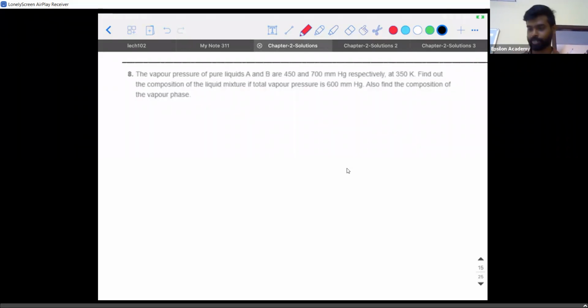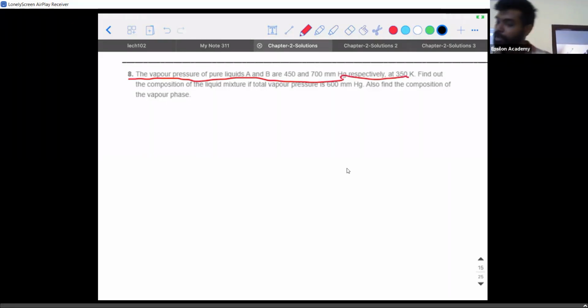So please look at the question. The vapor pressure of pure liquids A and B. What are the values given now? PA naught and PB naught are given. Pure liquid vapor pressures are respectively this much at some temperature, 350 Kelvin. Now what they are telling is find out the composition of the liquid mixture. What do you mean by composition of the liquid mixture? When I say composition of the liquid mixture, how much amount of one liquid, how much amount of the second liquid is what they're asking.